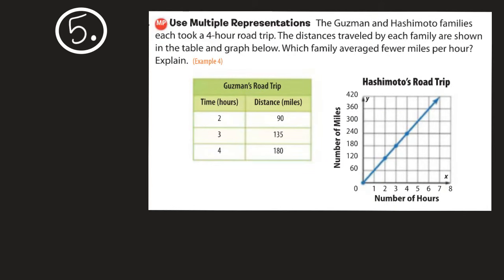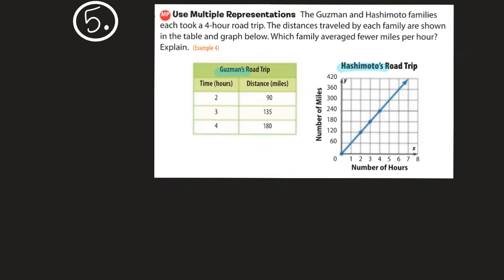Here's an example where we see a table and then we see a graph. So in this example, they want us to compare two families, Guzmans to Hashimotos. And they're giving us the two different representations saying the same thing. So what we could do is put the values that are in the graph in a table to compare to Guzman so we can see how that's going to compare.